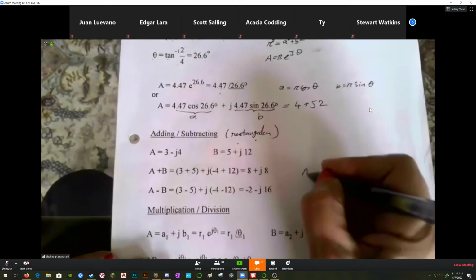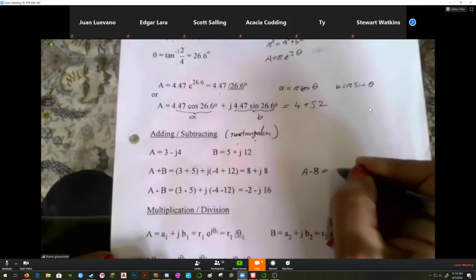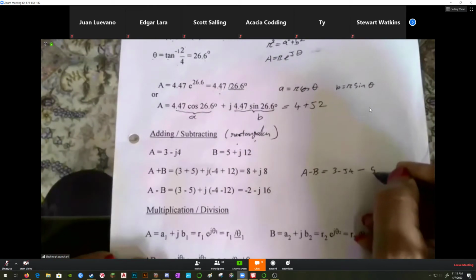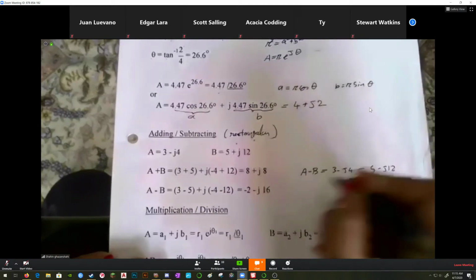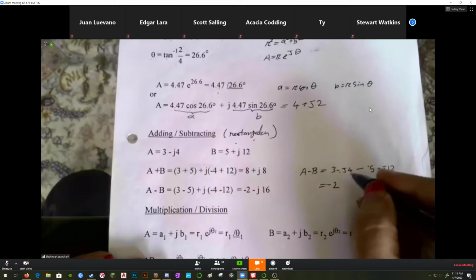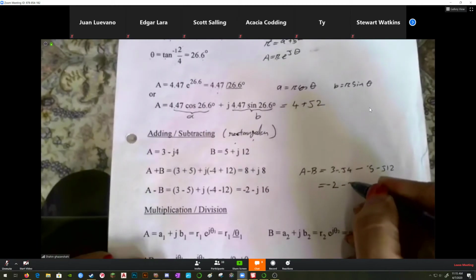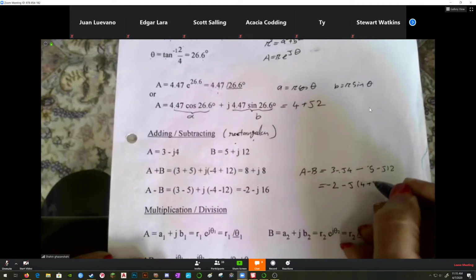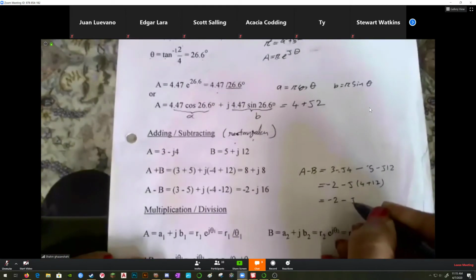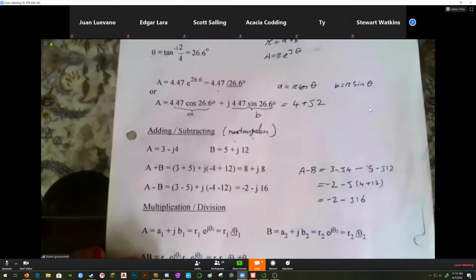Like when I say A minus B, you write 3 minus J4 minus 5 minus J12. So you have 3 minus 5, which is negative 2. You factor the negative J. You have 4 plus what? 12. So it becomes negative 2 minus J16, which you got.